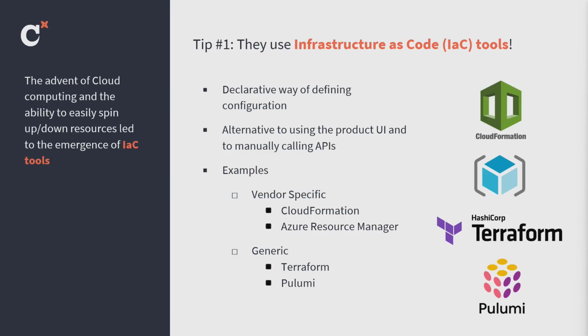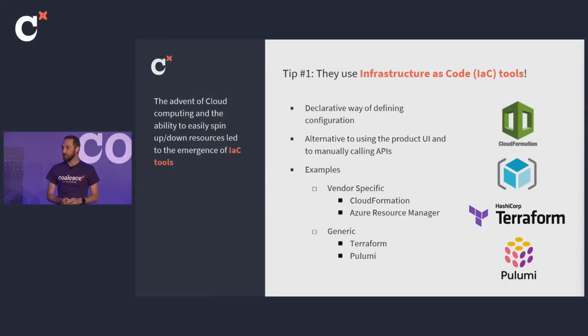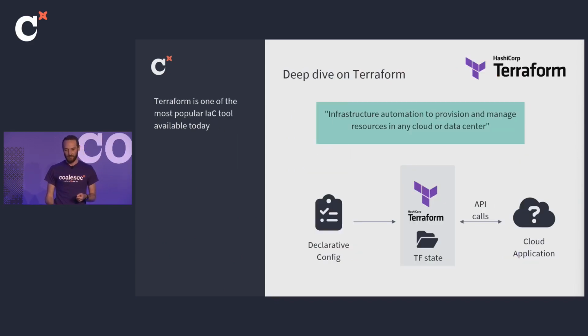Some examples of IAC tools: some of them are vendor specific. So we have CloudFormation or Azure Resource Manager. These ones are specific for AWS and Azure respectively. But there are also some generic tools that allow you to take this approach of infrastructure as code. The two main or the most famous ones being Terraform and Pulumi. And after this quick intro, I'm going to talk a bit more about Terraform, which in my mind is the most popular generic infrastructure as code tool that we have today.